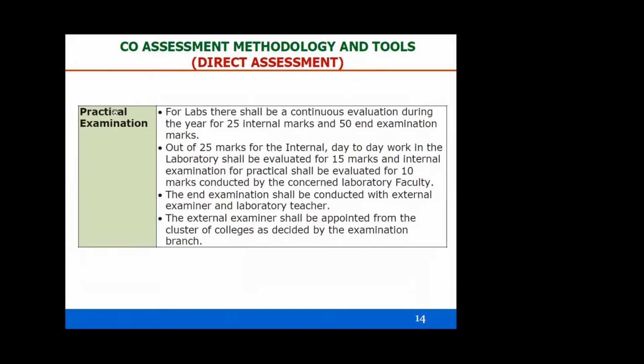Then practical examinations, for any course having a laboratory. For that course, there is laboratory evaluation, internal evaluation, and external evaluation. For internal evaluation, what is the weightage? For external evaluation, what is the weightage? All we have to list here. Based on those internal and external weightages, we have to fix the target levels.